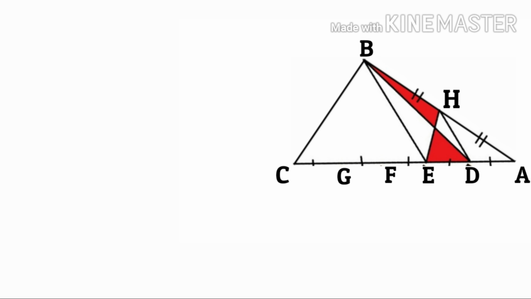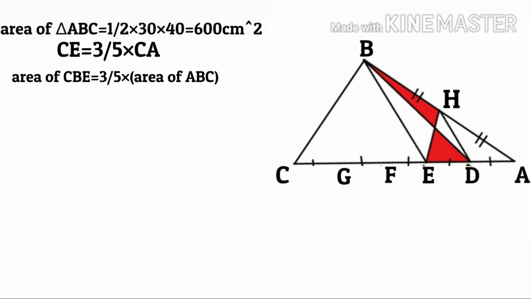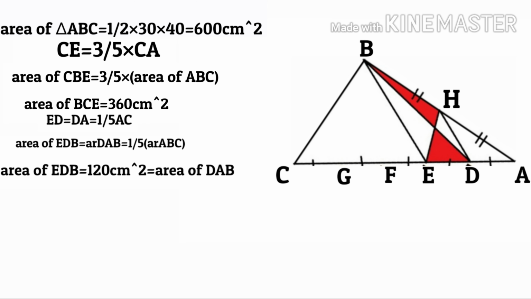Now, the area of the triangle is half times 30 times 40, which gives 600 centimeter square. Now, CE is equal to 3/5 of AC. So, area of triangle BCE is equal to 3/5 of area of triangle ABC, which gives 360 centimeter square. Similarly, ED is equal to DA is equal to 1/5 of AC. Therefore, area of triangle EDB is equal to area of triangle DAB is equal to 1/5 of area of triangle ABC. So, area of triangle EDB becomes 120 centimeter square.